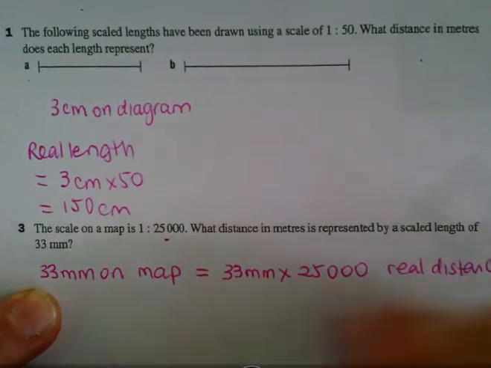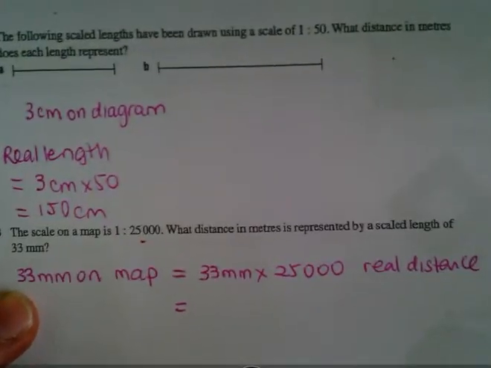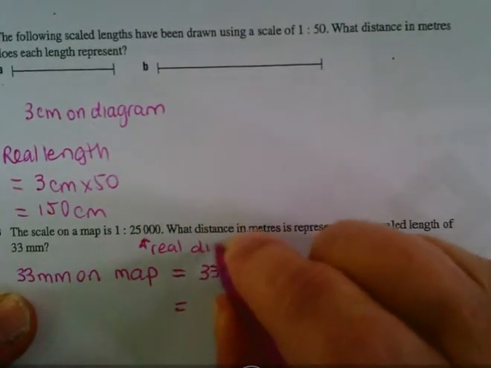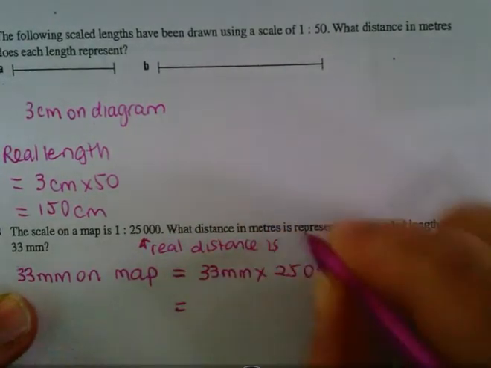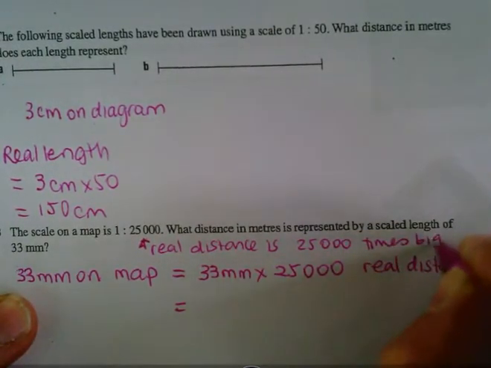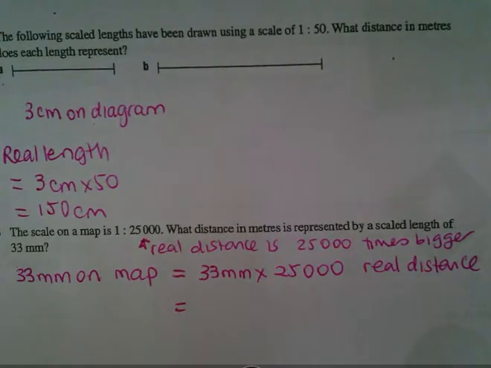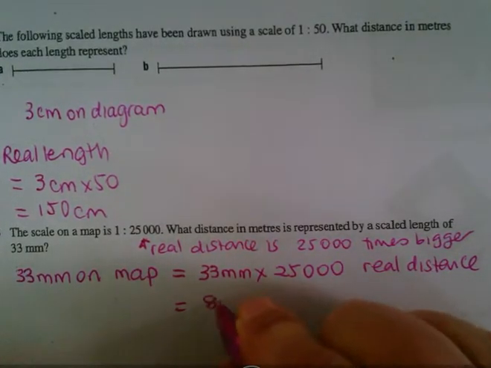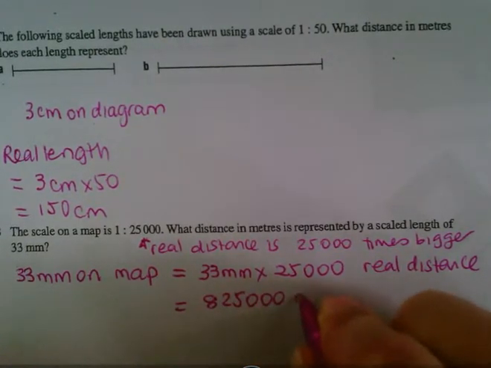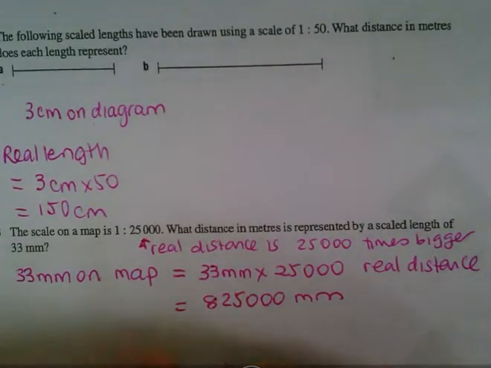Does that make sense? Girls, 1:25,000 means the real distance is 25,000 times bigger. So, if you measured 33 millimeters on your map, the real distance is 33 millimeters times 25,000. Now, what answer is that, girls? So that's in millimeters. But they want what distance?